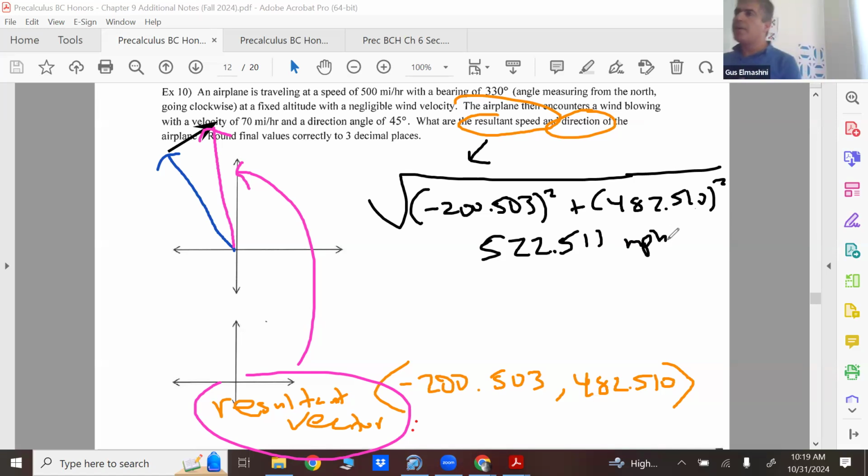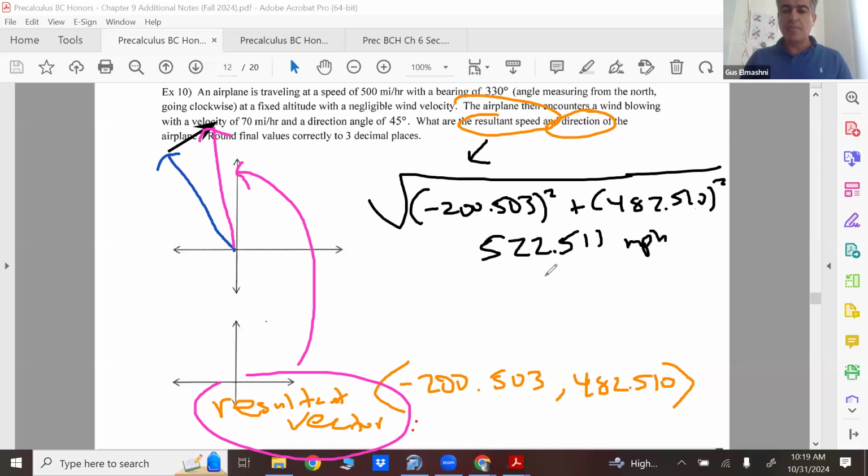Because the wind's helping you, right? The wind's helping us, so we should go a little faster. Not that much faster, because 5 miles per hour, so it went an extra 22, because there's a bit of a balance between the east and west. But overall, we're going a little faster.